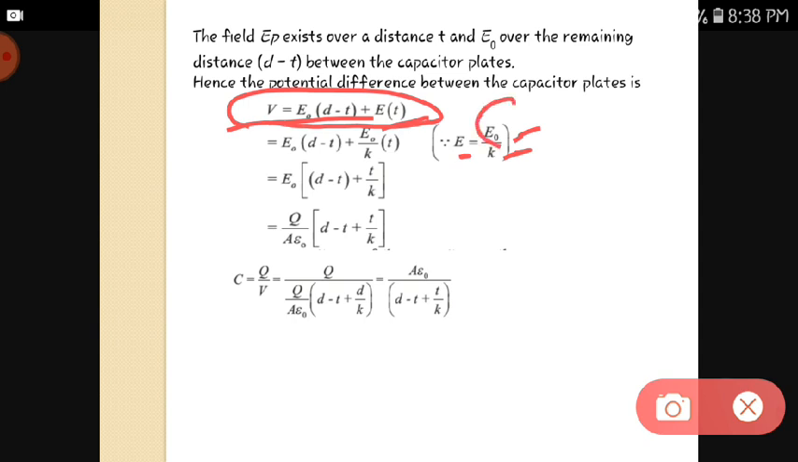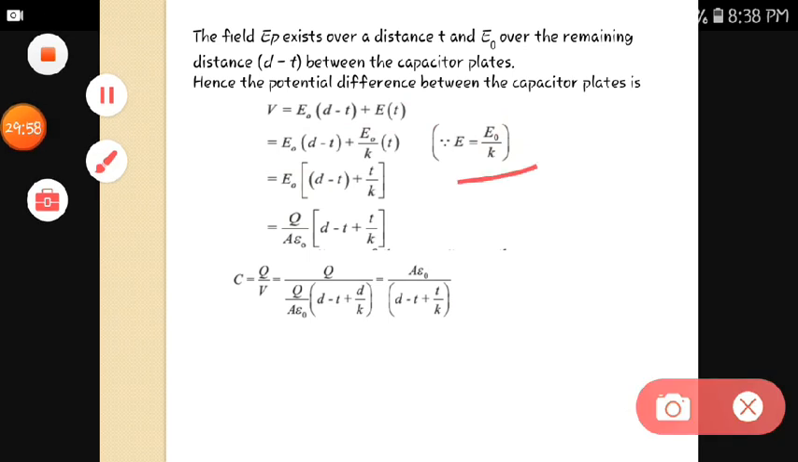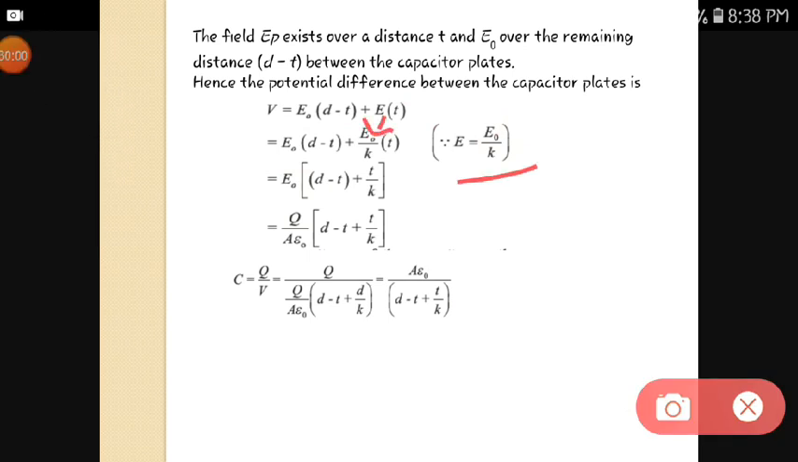So what will be E0? E0 is EK, right? To write down all the equation in terms of E0, you can put the value for E as E0 divided by K. So I have put the value of E as E0 by K into T. Now E0 and E0, we can take it common. By taking it common, we are getting D minus T plus T by K.